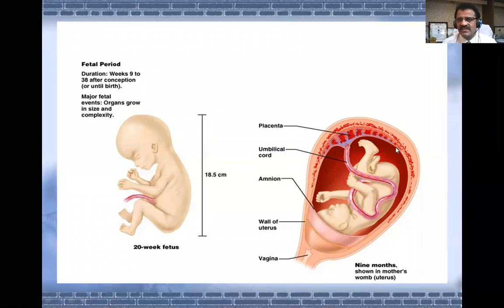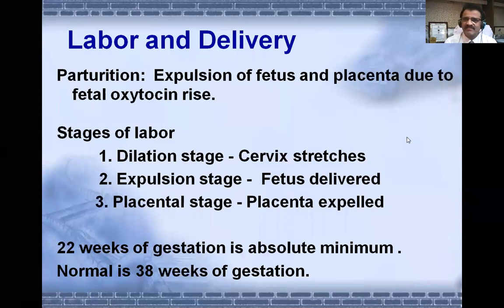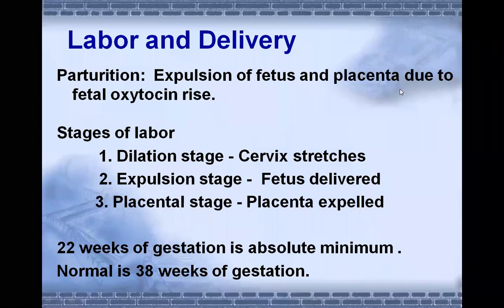After this phase, what happens is labor. Labor means delivery. The woman who is pregnant goes into labor because she gets pains and all that. It is also called delivery, and it is also called parturition. Parturition is expulsion of fetus and placenta due to fetal oxytocin rise. There is a rise in fetal oxytocin, which is another hormone, and that gives rise to the initiation of parturition. Parturition means delivery, means labor, one and the same.